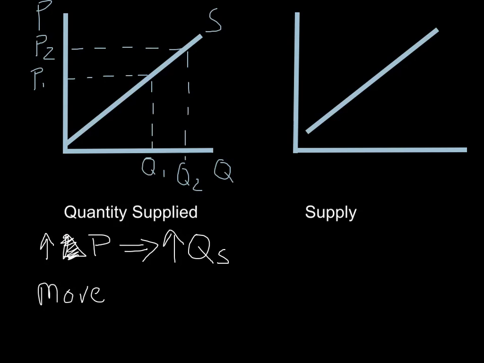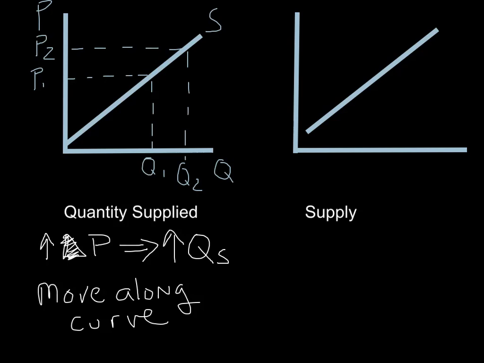That's the second way that we know that it was a change in the quantity supplied. So there are two ways: first, there was a change in the price, and secondly, we moved along the supply curve. That's how we know. That's called quantity supplied.